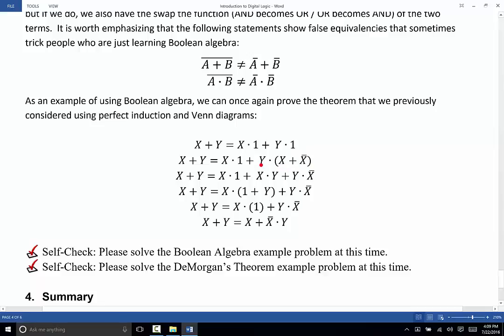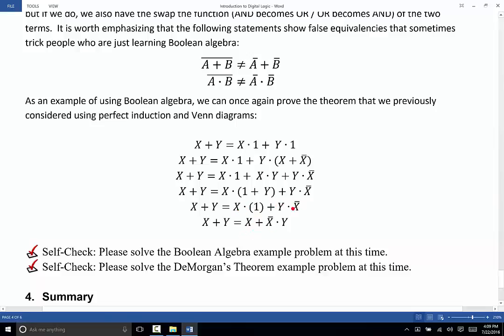Then I'm going to do distribution. So y and x, we could also write as x and y by the commutative theorem. Y and x bar, I'll go ahead and leave that one as y and x bar. But now you'll see that these first two terms are x and something: x and 1 or x and y. So I'm going to say x and 1 or y. I'll carry through this last term here. 1 ORed with anything is just going to be equal to 1. And x ANDed with 1 is just going to be x.